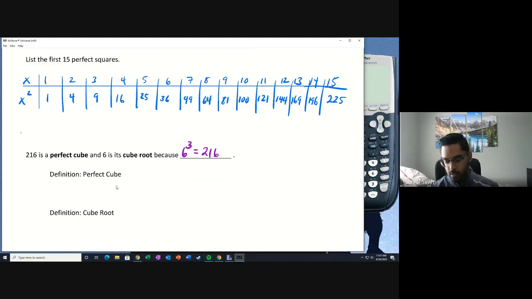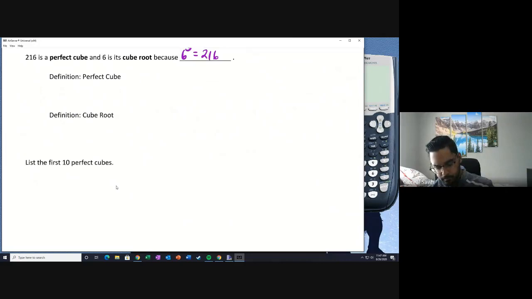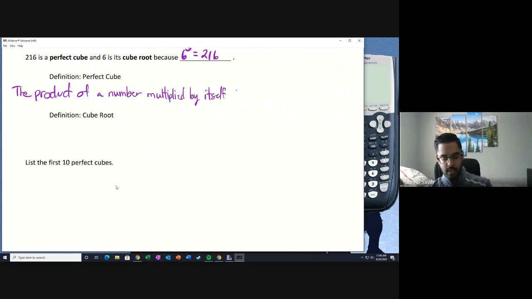So we'll define a perfect cube very similarly to how we defined a perfect square. So we can say that a perfect cube will be the product of a number multiplied by itself three times. Okay, that 3 times is very, very important because if I don't have that 3 times in there, technically it's a perfect square. Okay, a number just multiplied by itself.